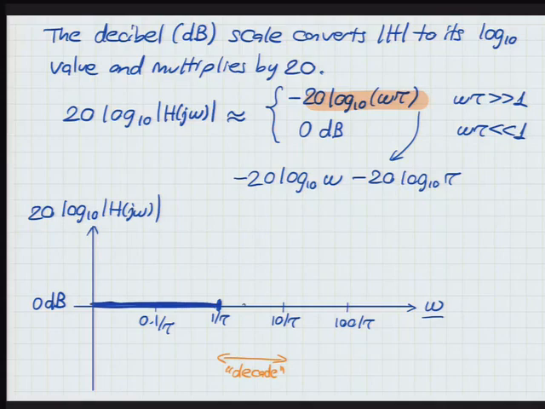What happens after 1 over tau? Now we're in this area, or this one, which is written more explicitly. When omega is 1 over tau, this term here will be log 1 over tau, which is negative log tau, so they will cancel and it will be 0. That's why we have continuity. We are still at 0 dB. And then what happens afterwards? When omega goes to 10 over tau, what happens to this term here?